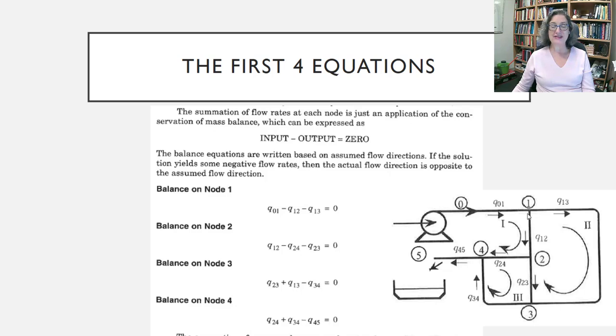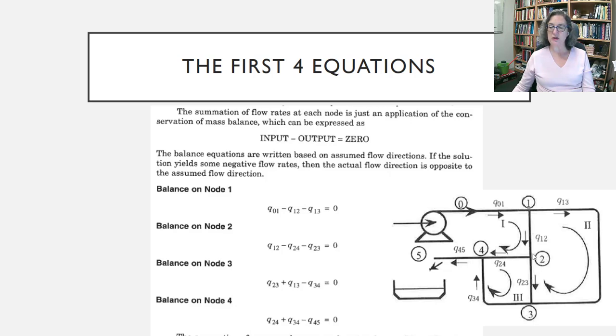Now a node is where you have a T in a pipe, in this case. So node 1 is where stream Q01 comes in and streams Q12 and Q13 come out. Now if there's no accumulation, a material balance says that in minus out is going to be 0. And so we get Q01 minus Q12 minus Q13 is equal to 0 for this one. And we can go through and do that for each of these various nodes.